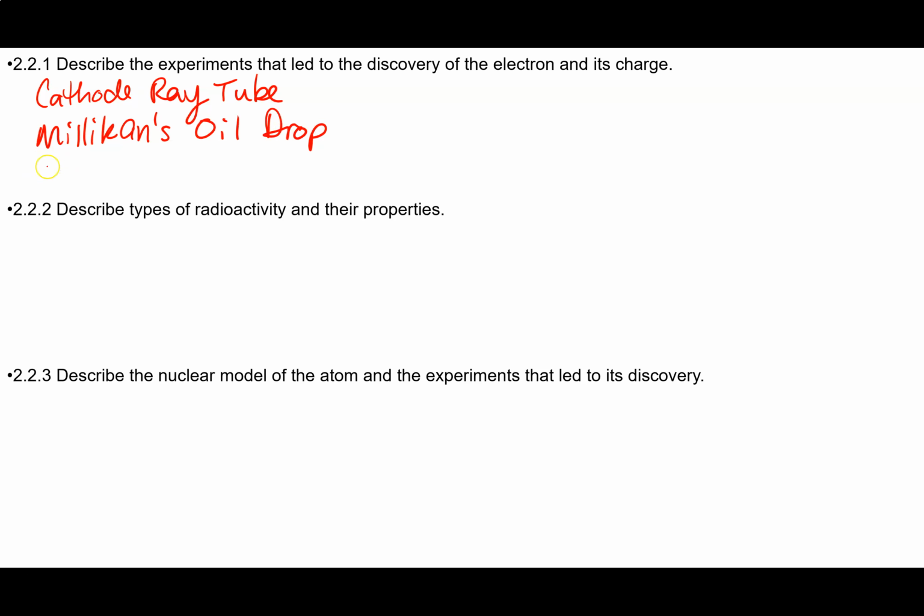And last, but certainly not least, is the gold foil. Rutherford's gold foil. The 3 of them proved collectively that there was a nucleus in the center of the atom, and that there were these negatively charged particles called electrons floating around on the outside. What the size and charge of those electrons are was also determined using this.